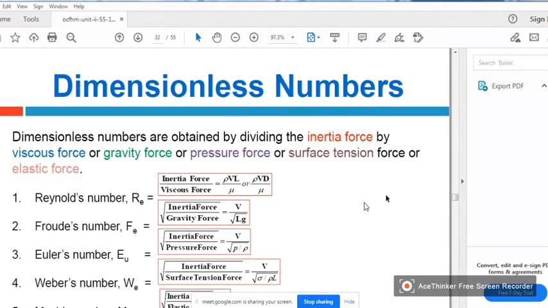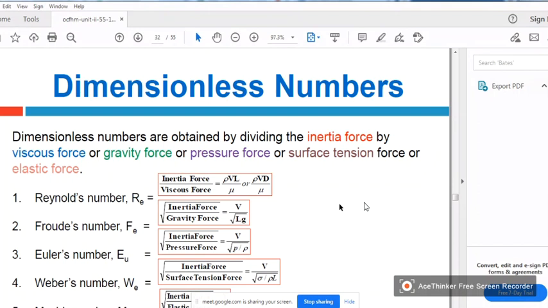So these are the dimensionless numbers, right? Reynolds number is the ratio of inertia force to viscous force, so rho v L by mu or rho v d by mu. Froude's number is the square root of inertia force by gravity force. Euler's number is the square root of inertia force by pressure force. Then Weber's number, and similarly Mach number. So these are the dimensionless numbers used in different applications, right?